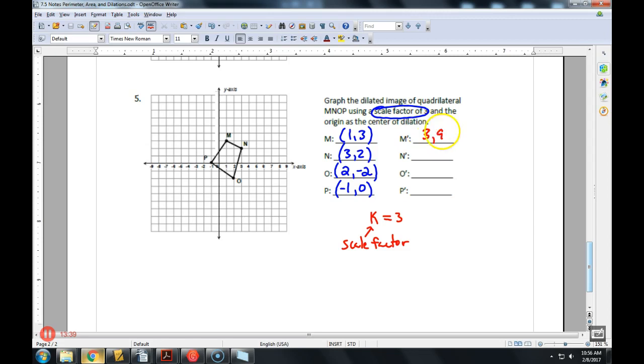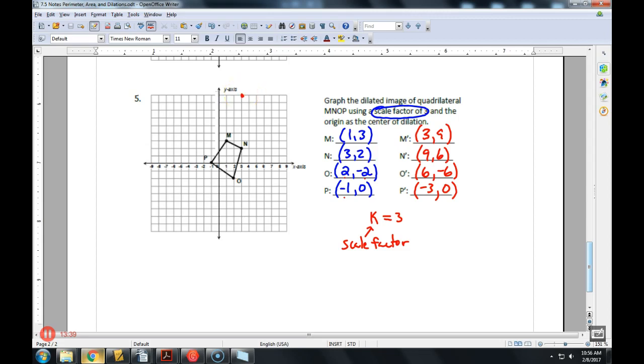So that will give me 3, 9. That'll give me 9, 6. Multiply 2 by 3, I get 6. Multiply -2 by 3, I get -6. -1 times 3 is -3, and 0 times anything is 0. So let's go in and put these on there. 3, 9, 2, 4, 6, 8.